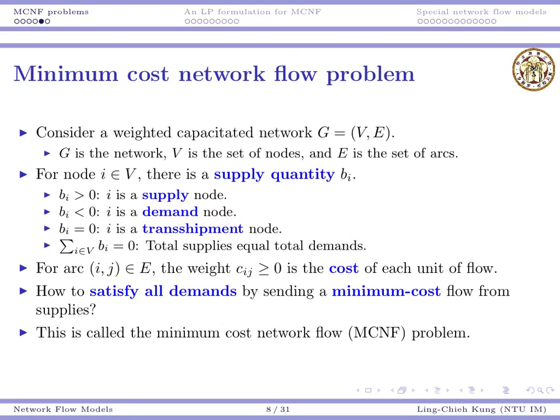And then the problem is, we have these supplies and we have these demands. How may we send items through our network to satisfy all the demands in a minimum cost manner? We want to minimize the cost for satisfying all the demands, and we're talking about operations on a network. So this is called the minimum cost network flow problem. We want to minimize cost while satisfying all the demands from a set of supply nodes to a set of demand nodes through a capacitated weighted network.